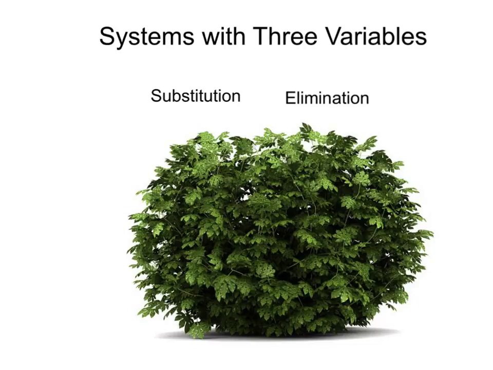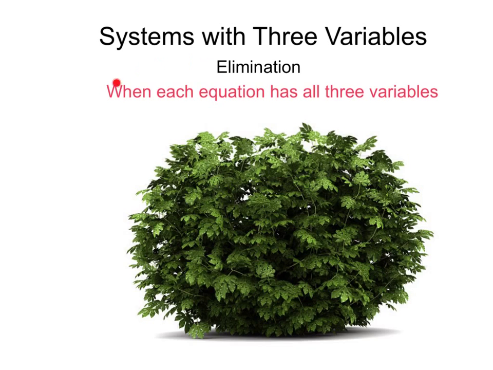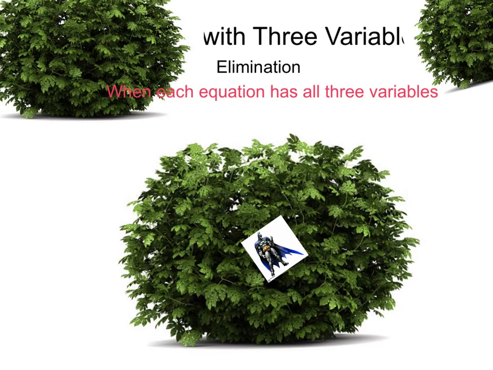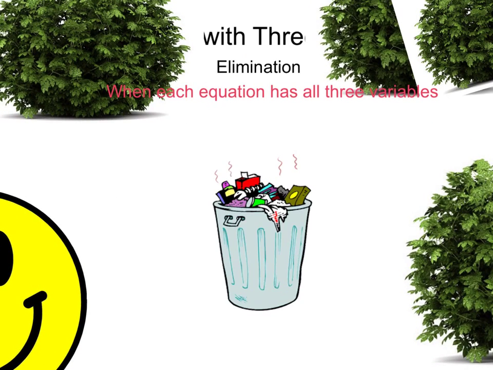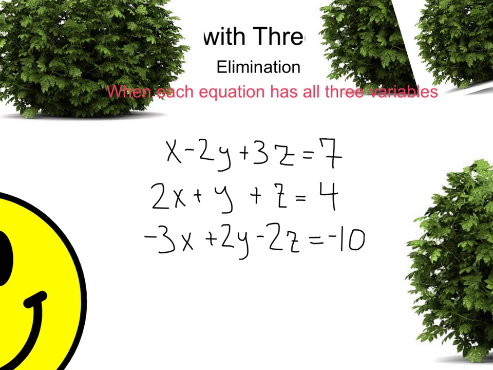All right, moving on with our systems of equations with three variables, we've got elimination. This method is best used when each equation has all three variables. Let's see if we've got an example around here anywhere. Here we are. We've got x, y, and z, three variables in three different equations.